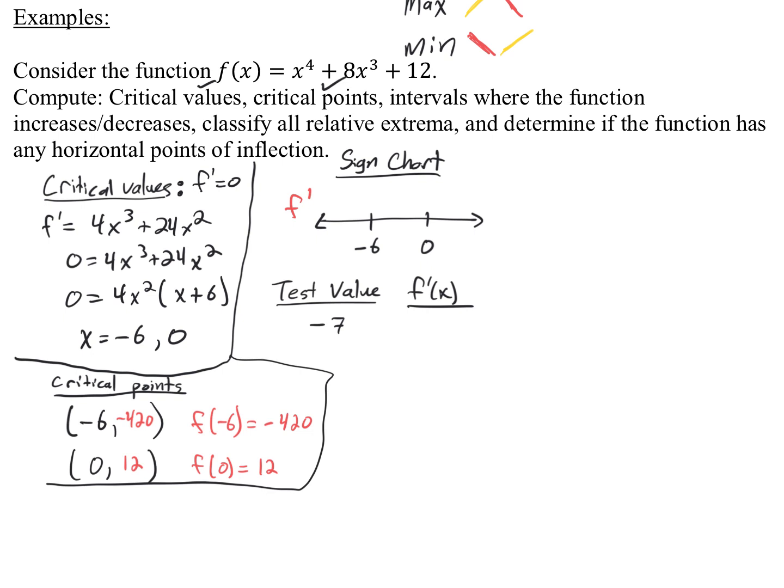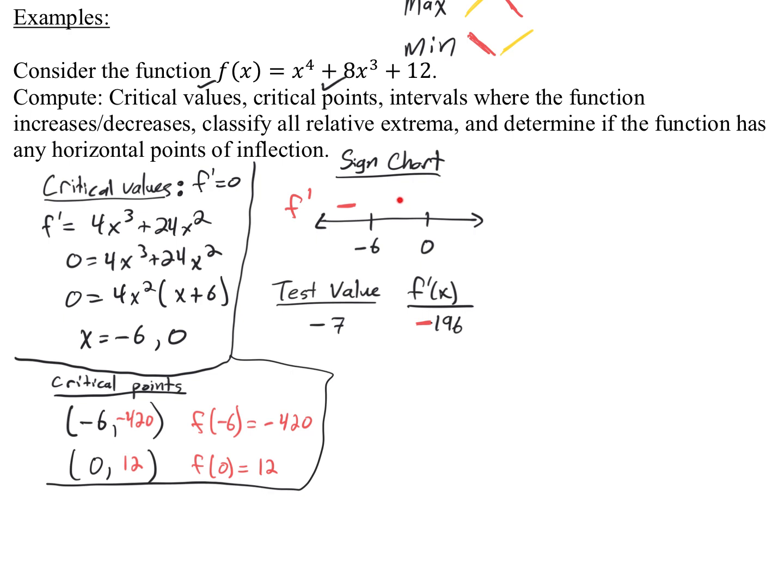Okay, let's put negative 7 into this first derivative and see what we get. All right, I get negative 196 when I plug it in. The number itself is not important, but the sign on the number is extremely important. It was a negative number, so that means my first derivative was negative to the left of negative 6.